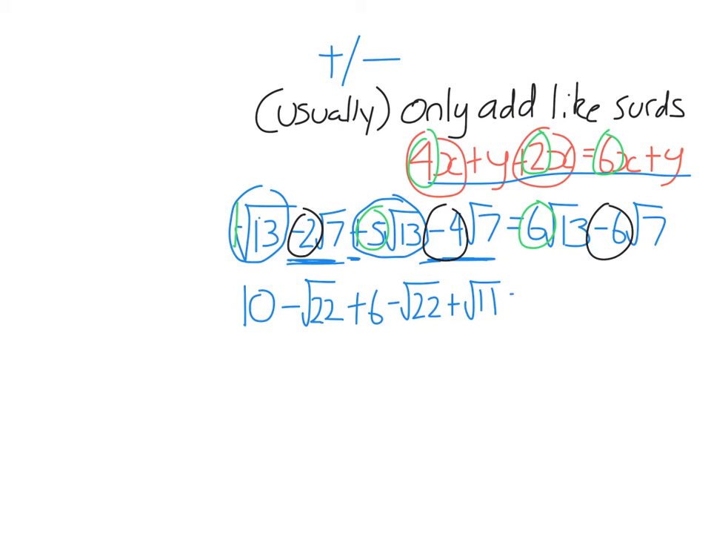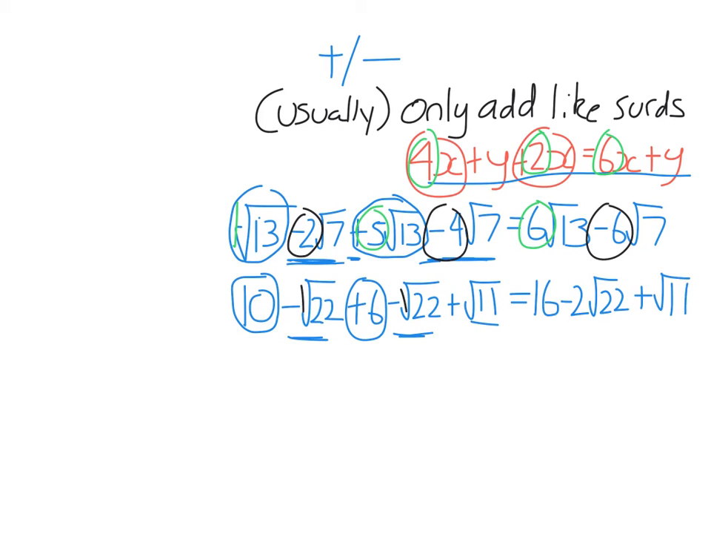So let's simplify this second expression in blue. Just as we do in algebra, we can do whole numbers by themselves, separately. So it's 10 plus 6 is 16. Then minus root 22 minus root 22 is minus 2 root 22. Once again, if no number is written in front, you can assume it's 1. And then the root 11 by itself has no common factors.